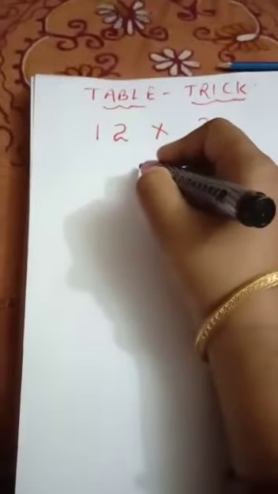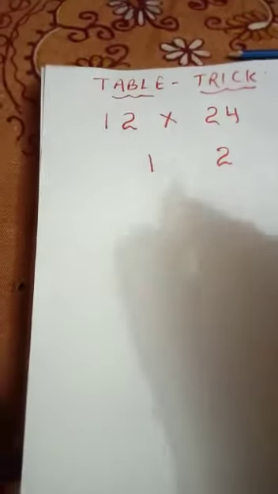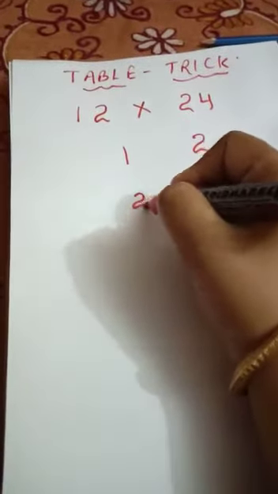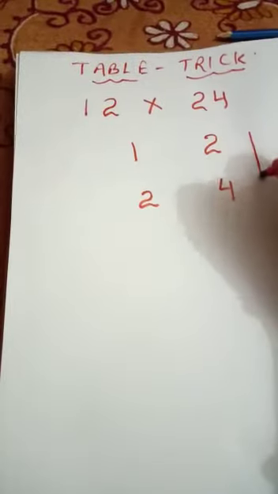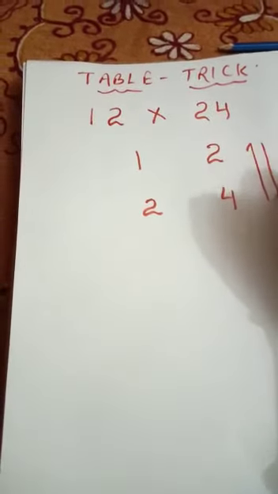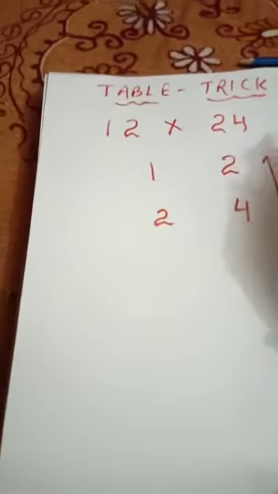Firstly, write 1 and 2 a little bit separated. Now below this, write 2 and 4. Correct? Now the first trick is you will multiply this 4 and 2 or 2 with 4. This is the first trick. First step is you multiply 2 with 4 or 4 with 2.